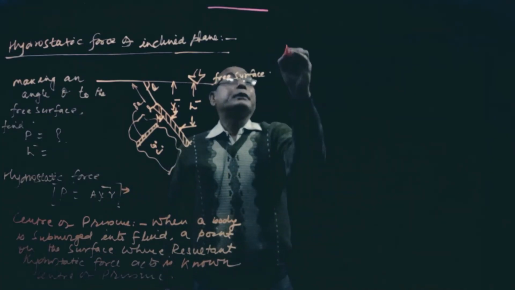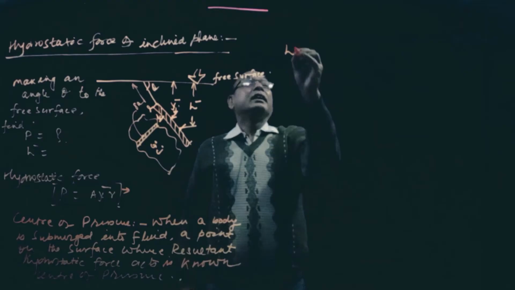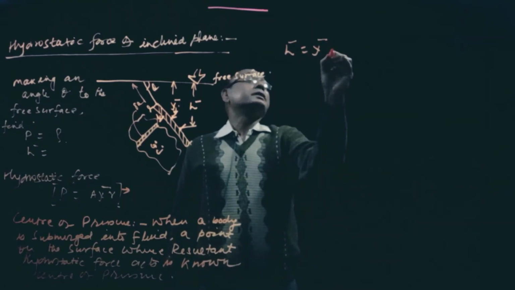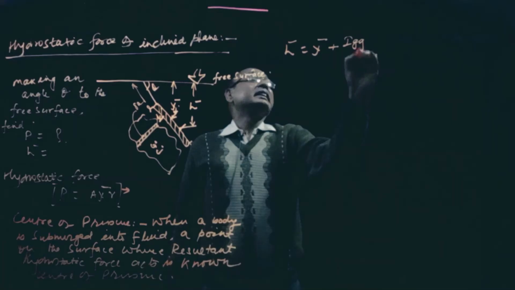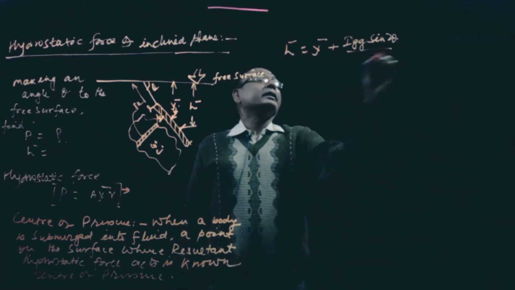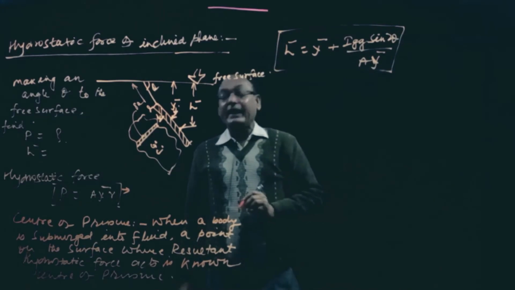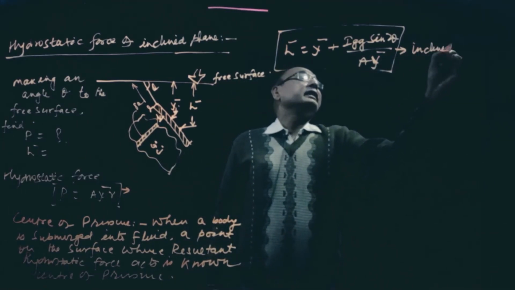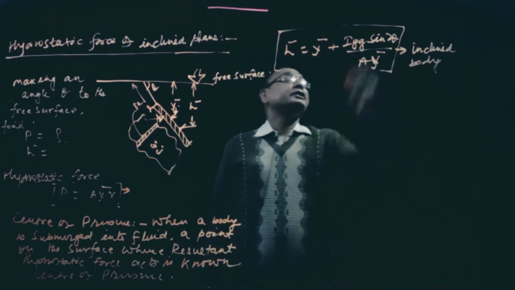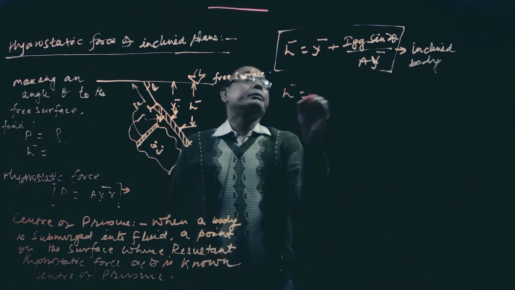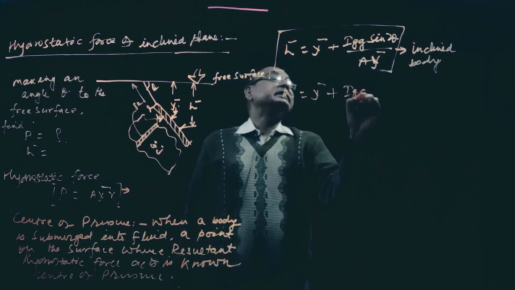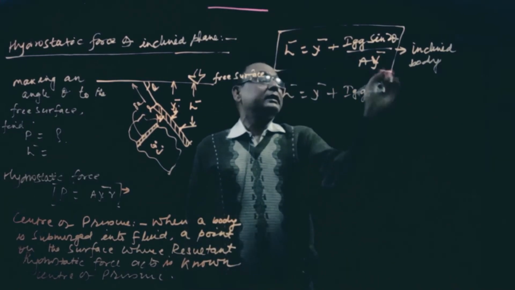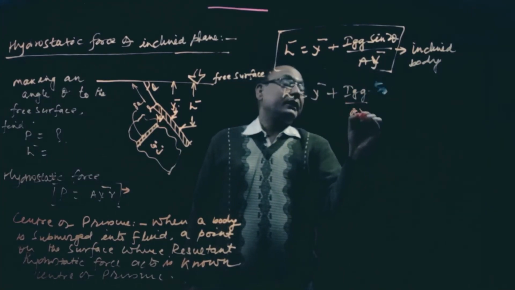I am not going to derive the formula here. The same relation applies: h dash will be equal to y dash plus IgG sin square theta by A y bar. Everything else is the same; the only difference is that this is for the inclined body, which is why sin theta appears. And for the 90 degree case, h dash will be equal to y bar plus IgG by A y bar.